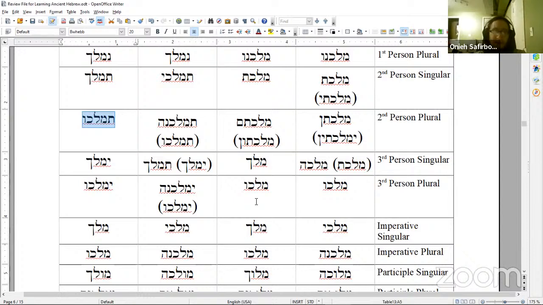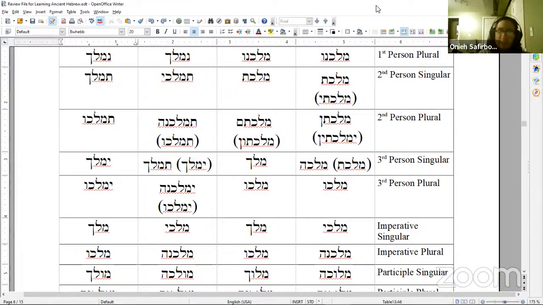You have, I think this is spelled incorrectly right here. I think it's also a tav, but I'd have to double check that one. But so for the third person singular, the feminine in biblical Hebrew is spelled with a tav, but the original form as indicated in Akkadian is the same as the masculine form.